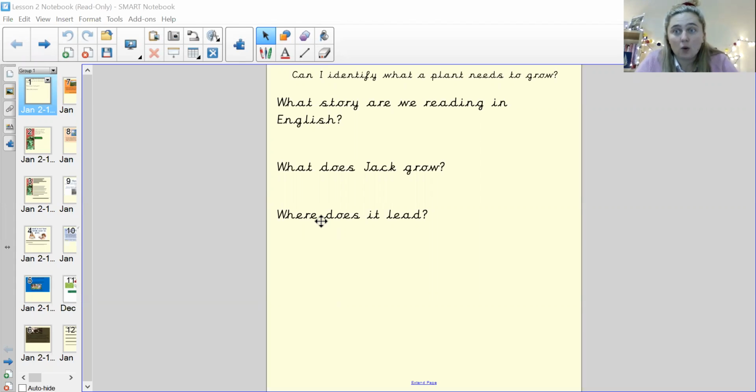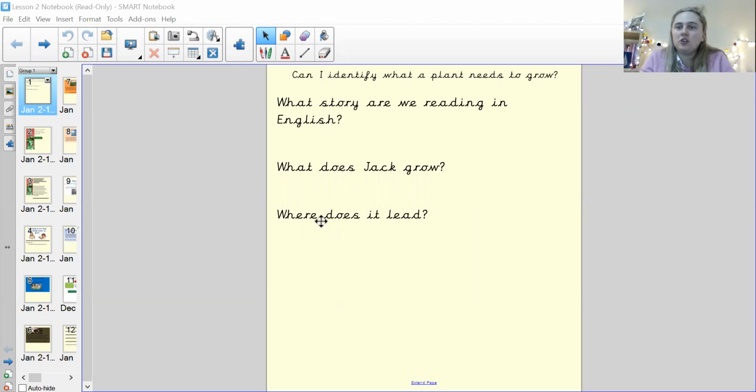Now, we've just had English, haven't we? Do you have any ideas about what story we're going to be reading? Something with beans, magic beans, and a beanstalk. What could it be? Well done, it's Jack and the Beanstalk.